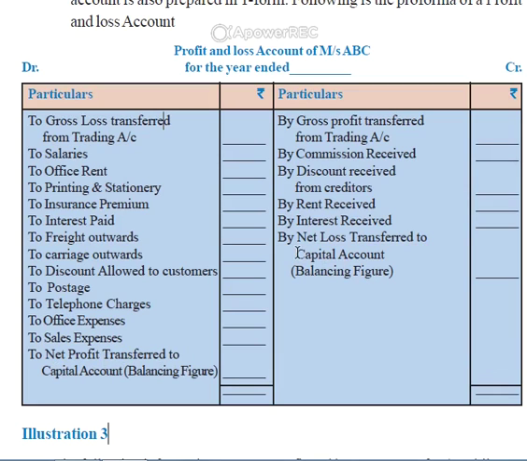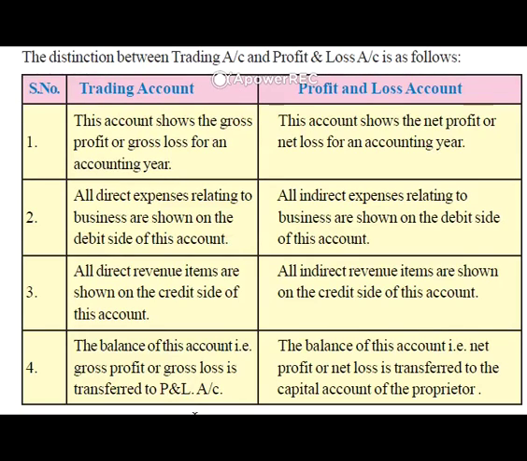So in the trading account, we use direct expenses. In the profit and loss account, we include indirect expenses as well as indirect income. Dear student, you have prepared the trading account and the profit and loss account. These two accounts have the same format: one side is debit, the second is credit. So here you can see the distinctions between these two accounts, between the trading account and the profit and loss account.